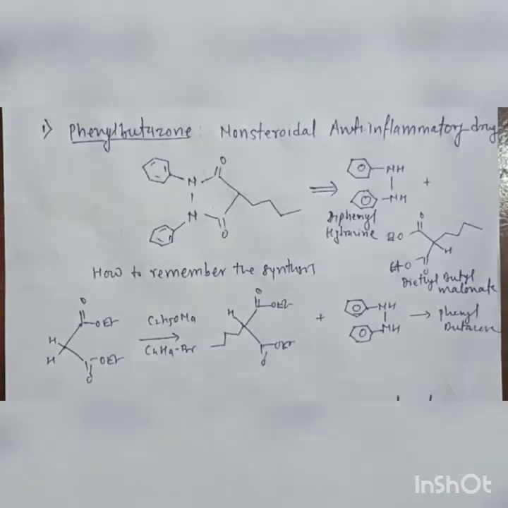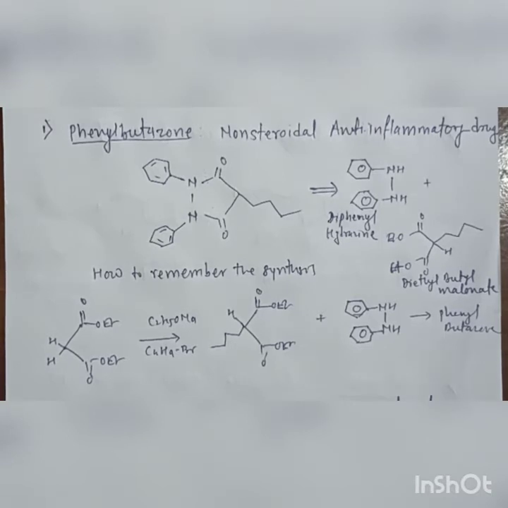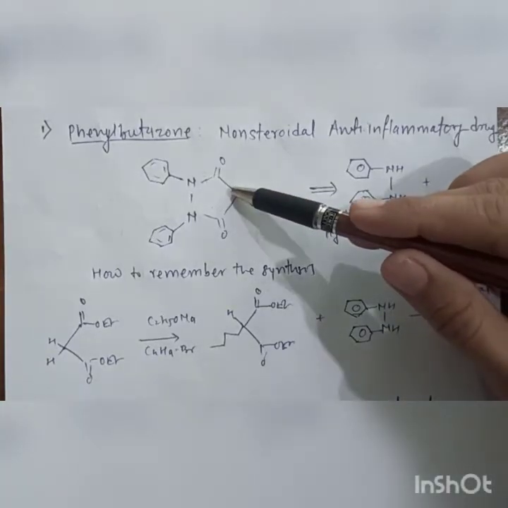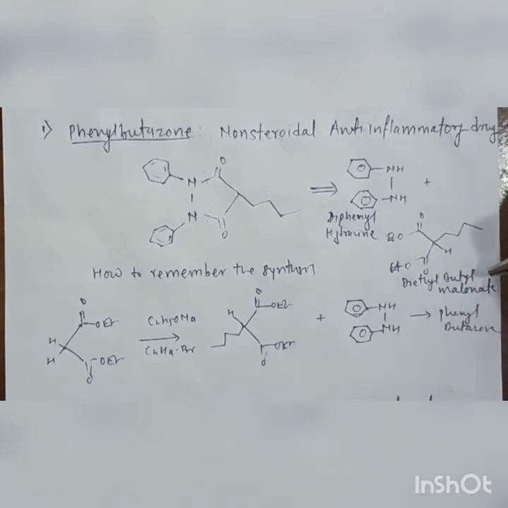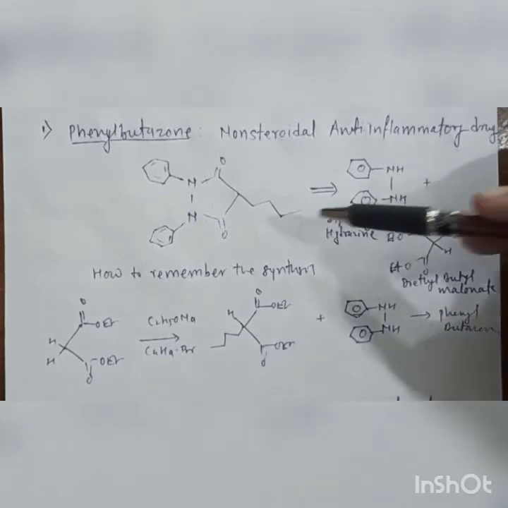So this is how to remember the synthesis in a very easy way. You have to remember first the structure of the drug or pesticide, and then look for the disconnection approach so as to obtain the precursors or the starting materials. So phenylbutazone will be formed from diphenylhydrazine and diethyl butyl malonate.